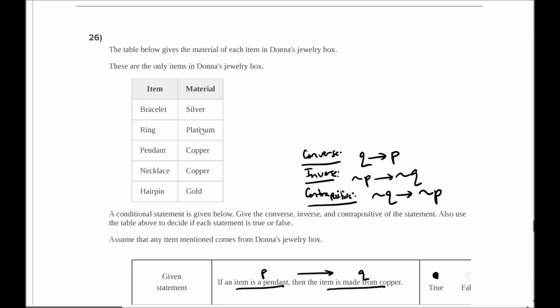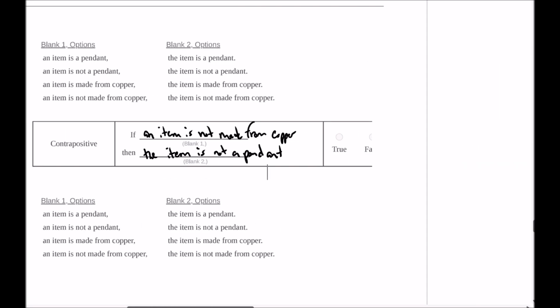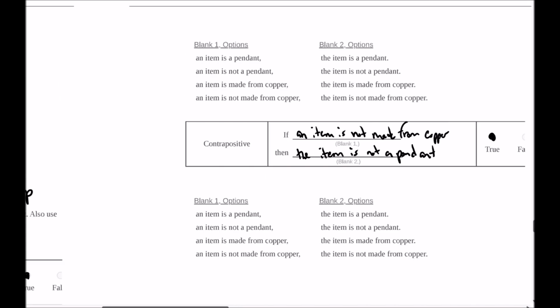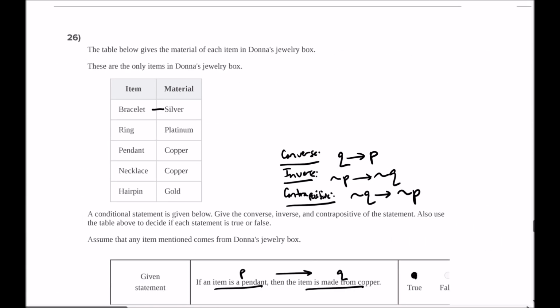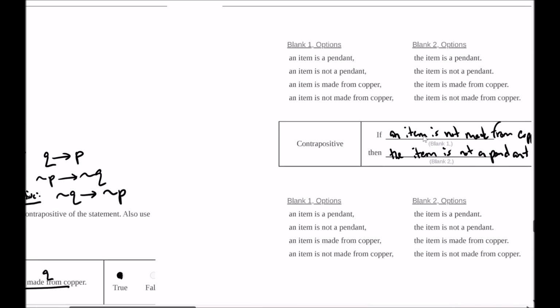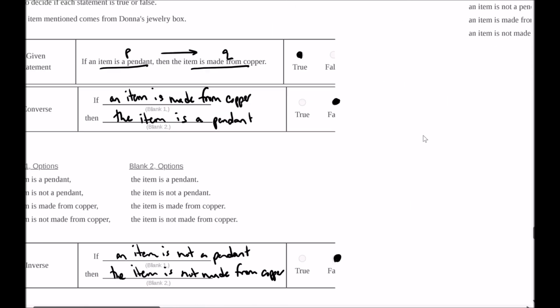Not made from copper means platinum, silver, gold, right? Platinum leads to ring, silver leads to bracelet. So far none of these lead to pendant. Gold leads to hairpin. So yes, if it's not made out of copper, then it's not a pendant. That's true according to the diagram. Because again, this is not copper, it leads to not a pendant. This is not copper, it leads to not a pendant. This is not copper, it leads to not a pendant. So I would say that's true. All right, so that takes care of that.